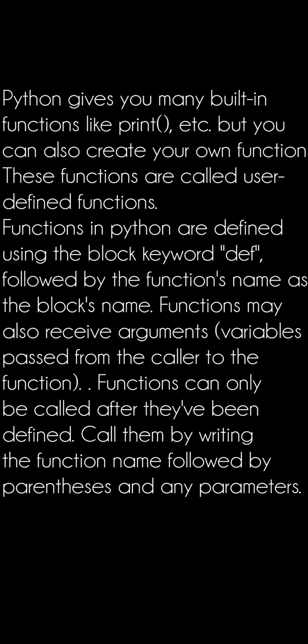Functions in Python are defined using the block keyword def, followed by the function's name as the block's name. Functions may also receive arguments. Functions can only be called after they have been defined. Call them by writing the function name followed by parentheses and the parameters.